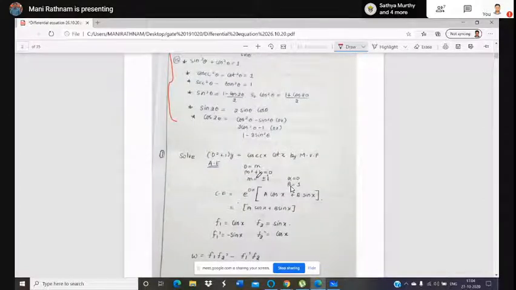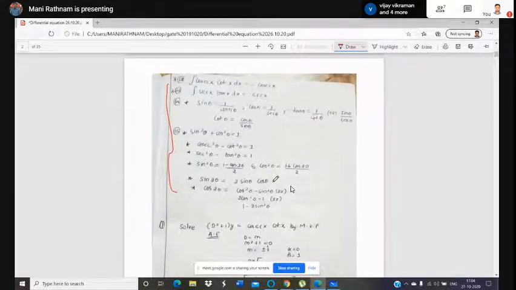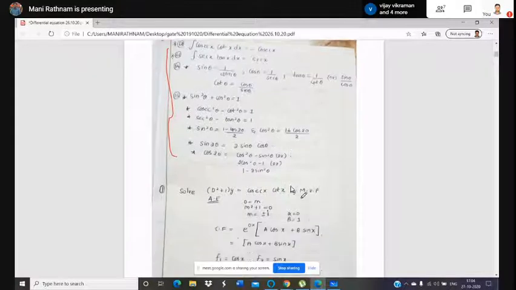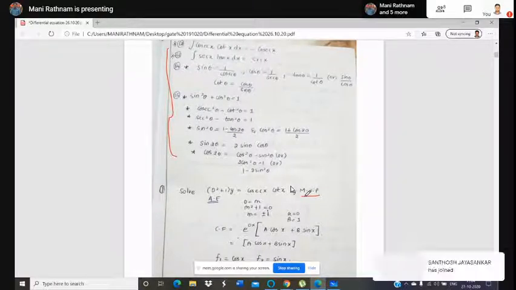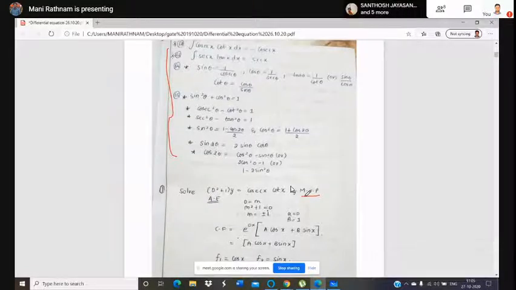First we discuss a problem on differential equations using MVP, the method of variation of parameters. Solve (d square plus 1) y equal to cosecant x cot x by variation of parameters. The procedure for finding the complementary function is the same as in the previous problems we discussed. For the complementary function, d square plus 1 equal to 0, so first we solve d square plus 1 equal to 0.